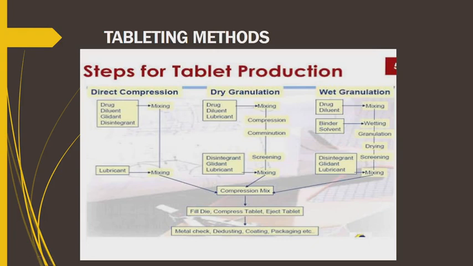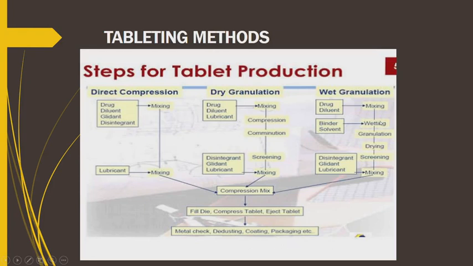Then the reduced mixture is put through dry screening, which includes passing the mixture through different meshes, and then mixing with the disintegrants, glidants and lubricants, as we can see here. Then it follows the same procedure as direct compression: it goes through a compression mix, then gets filled into the die, then the tablet is compressed and ejected through the die. Then metal checking is done, de-dusting follows, then coating of the tablet, and then the tablet is sent for packaging.